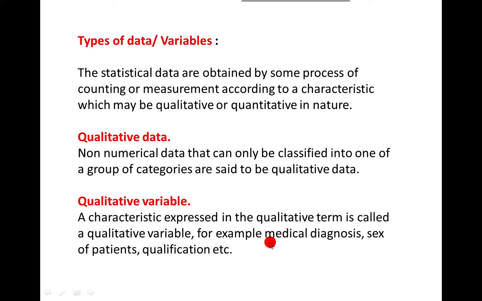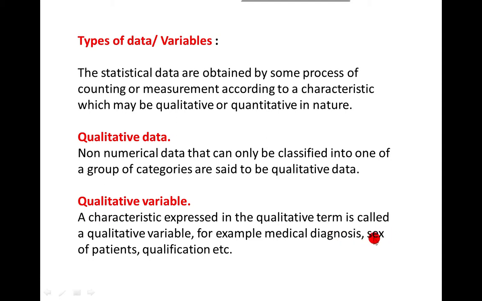Suppose if you collect the data according to the diseases, the data will be qualitative. Okay, fever, blood pressure. So medical diagnosis, non-numerical form. If you collect the data in non-numerical form, it is the qualitative data. If you categorize the data in non-numerical form, data will be qualitative because variable is qualitative.